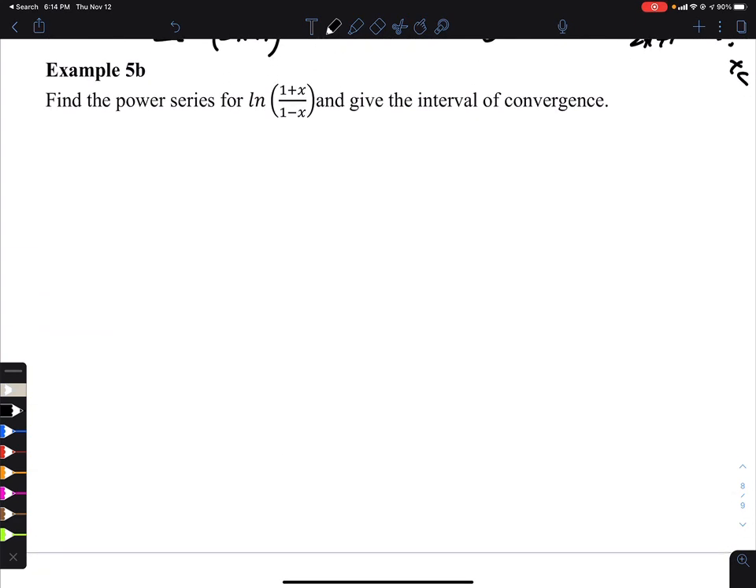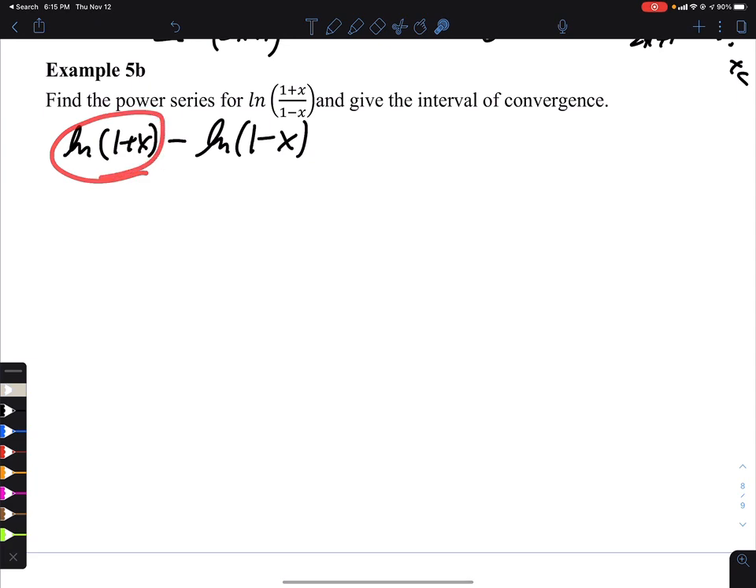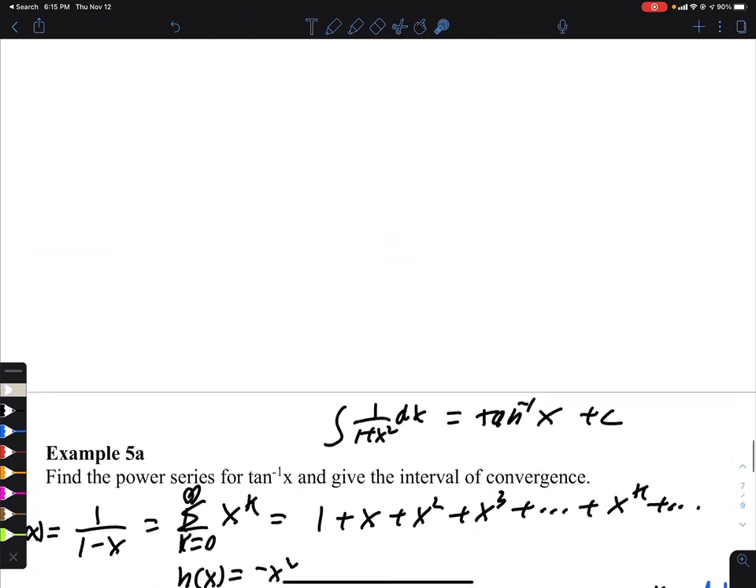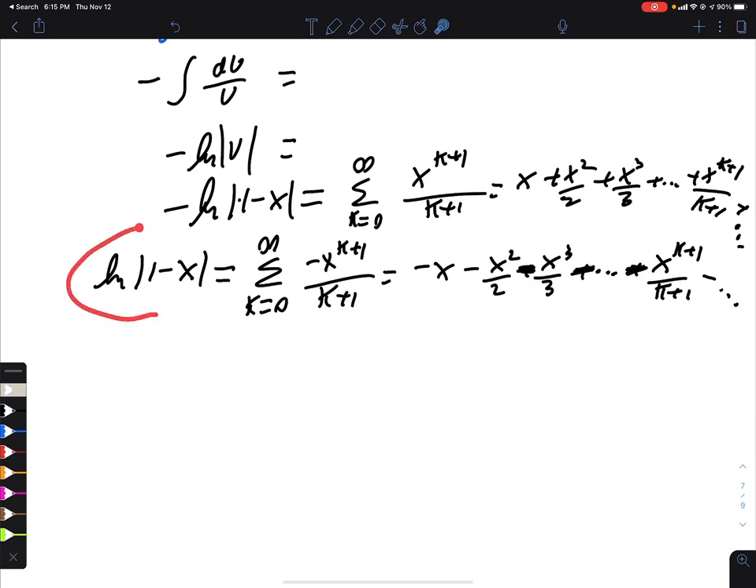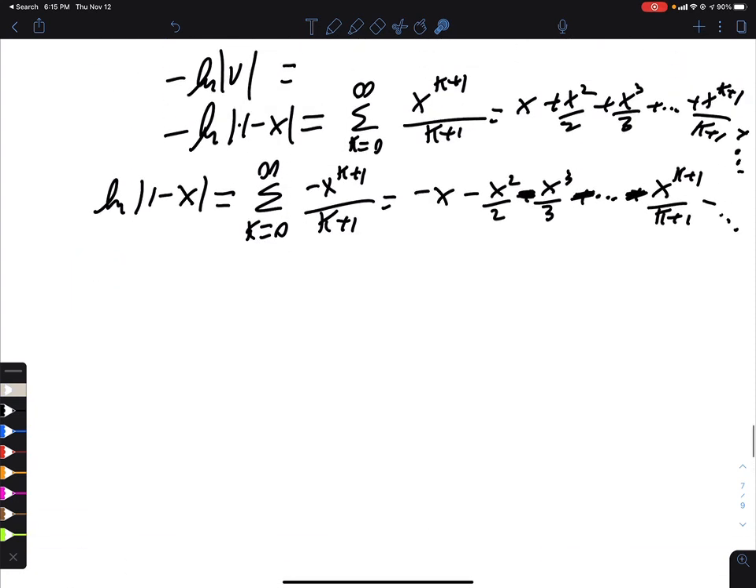Hopefully you're hanging in here. Hopefully you're not too tired. But here's a secret for this one. This can be rewritten by the properties of logs as this. So now we can find the individual series. Do we have that? Let's look at our arsenal. Oh, we have this. Couldn't I do a composition where I replace x with minus x? It becomes 1 plus x? I think so.